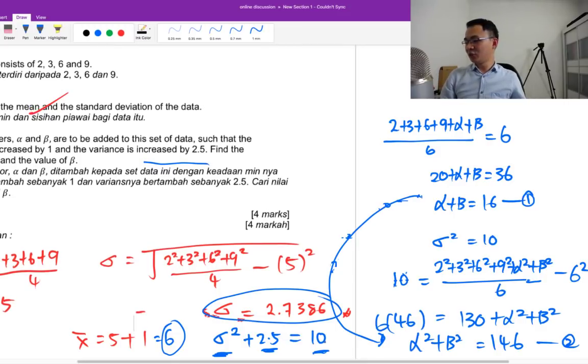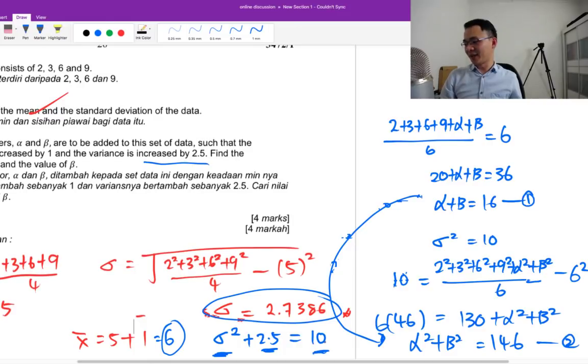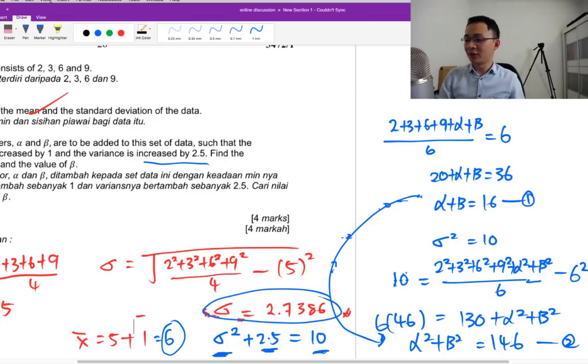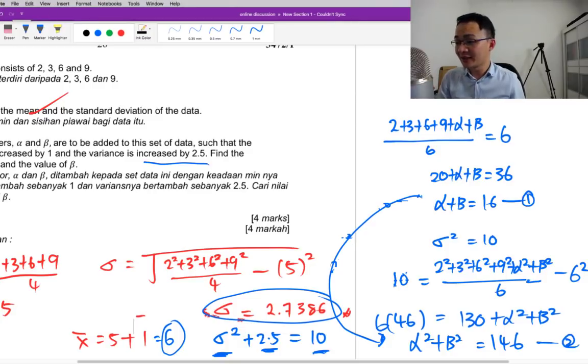Okay, so I will need to do a simultaneous. I need a lot of space. So yeah, please help me to remember this number 16 and 146, because I need to restart the OneNote because I don't have enough space for me to actually do my simultaneous.